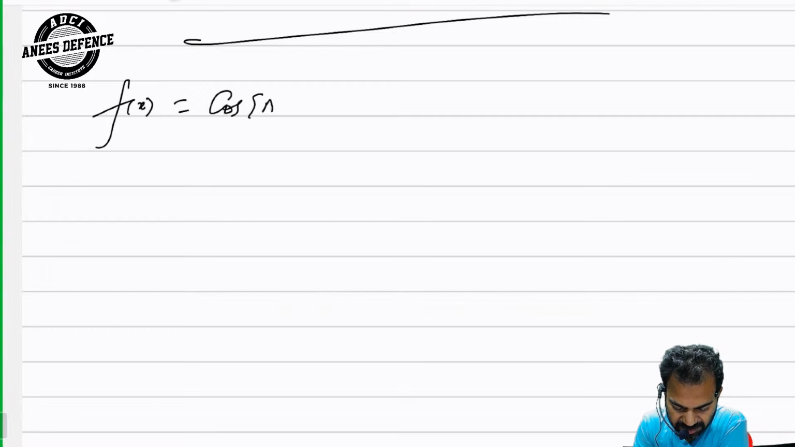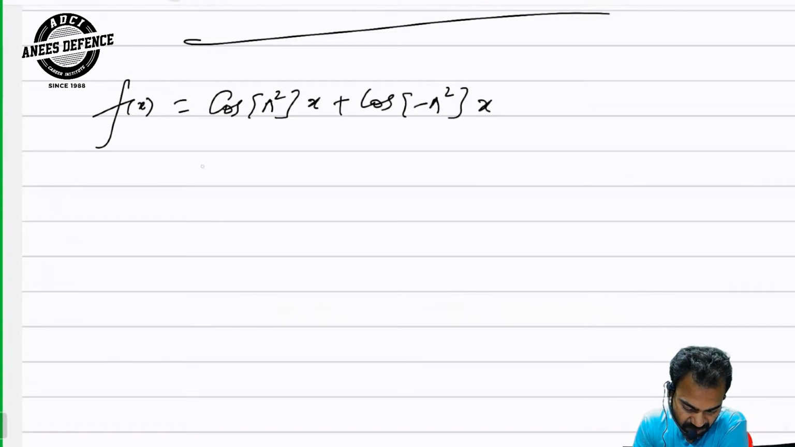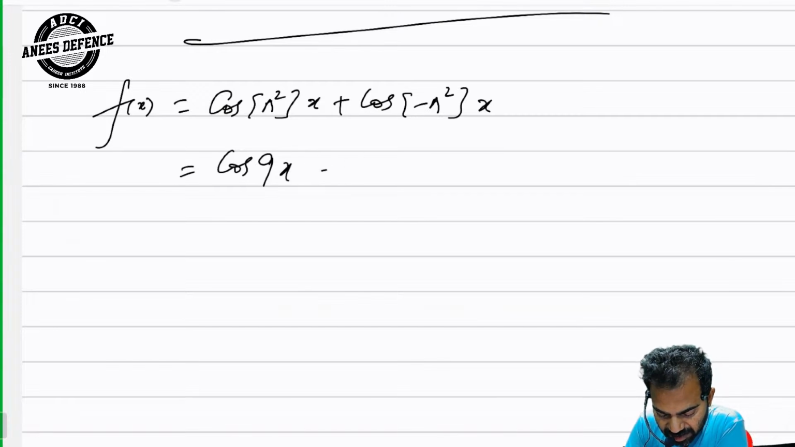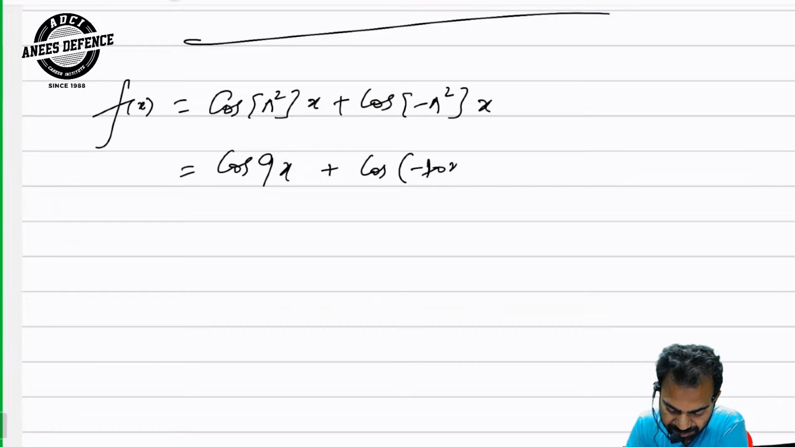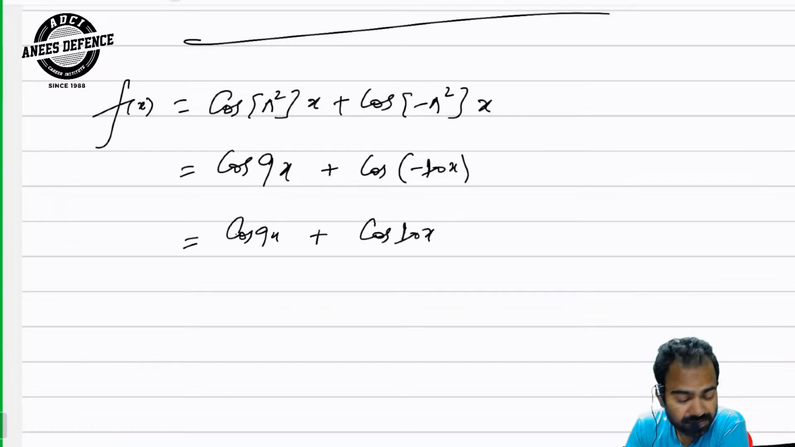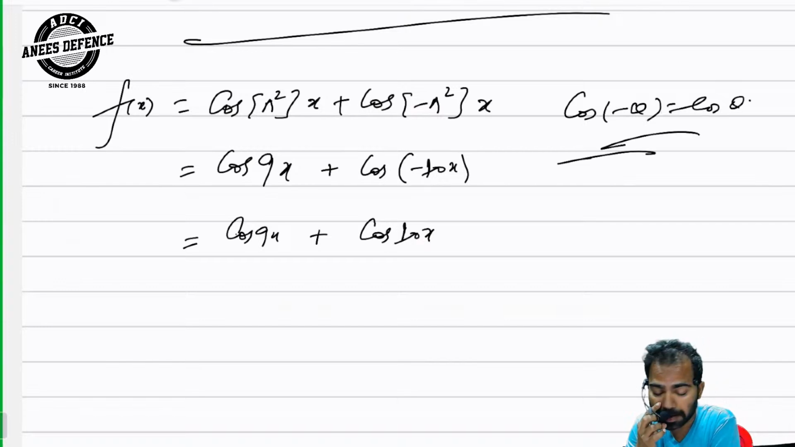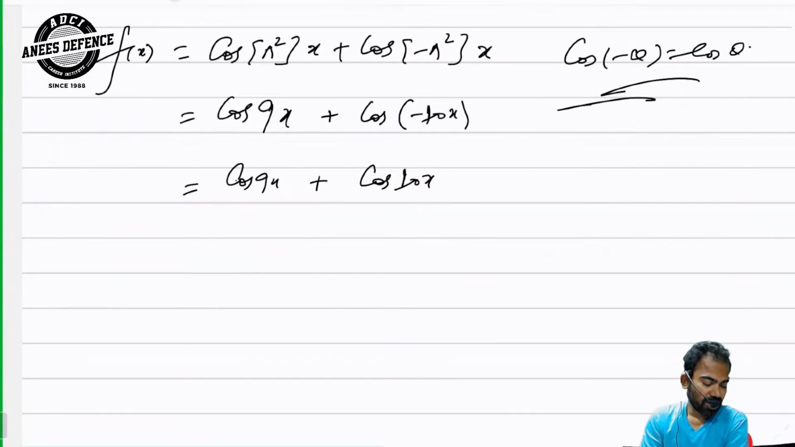Cos of pi square, this is our question. Cos of minus pi square. Pi square will be greatest of pi square will be 9. A greatest of minus pi square will be minus 10. Cos minus theta is cos theta. Do you know this about cos minus theta? Equal to cos theta. Have you understood this? Now I will check the options.